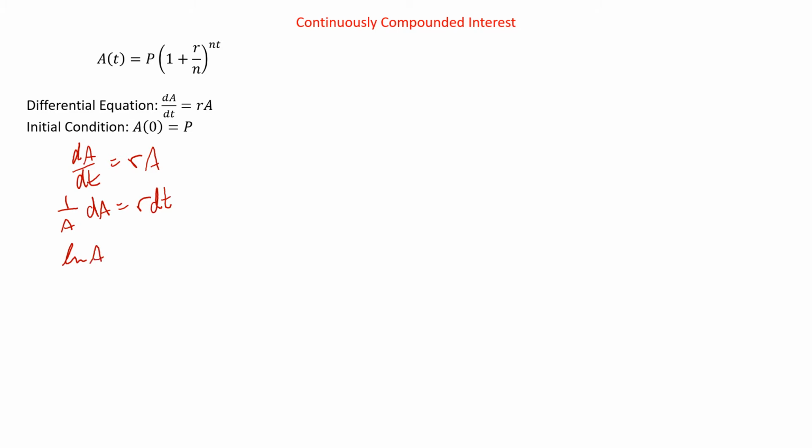Natural log of A equals RT plus C. We can go e to both sides, which will give us A equals C e to the RT. But when we plug in 0 for t, e to the 0 is 1, so that initial thing is the principal. So we have A equals P e to the RT. We've seen and used this equation many times in the past.